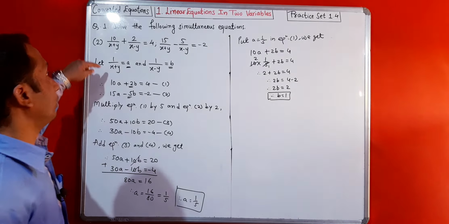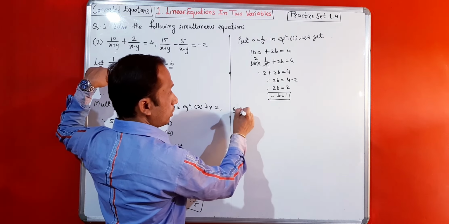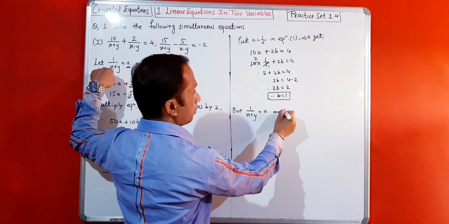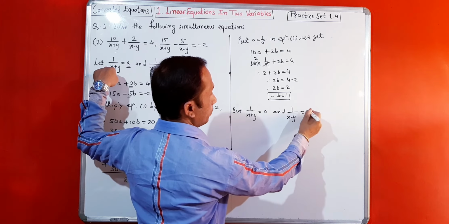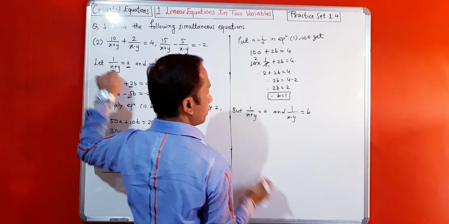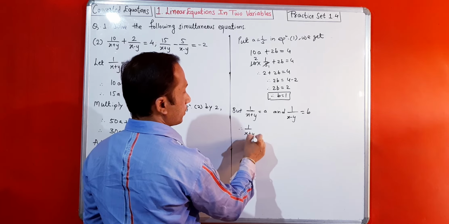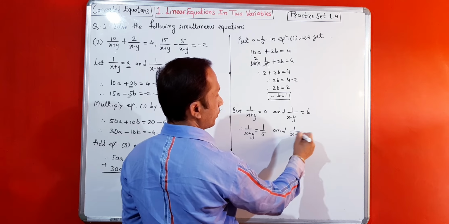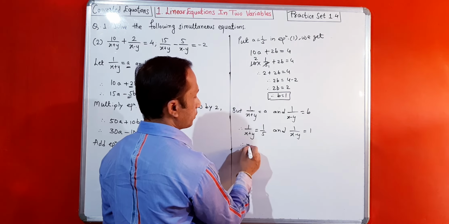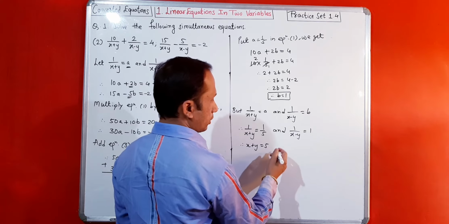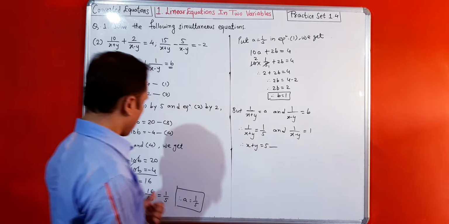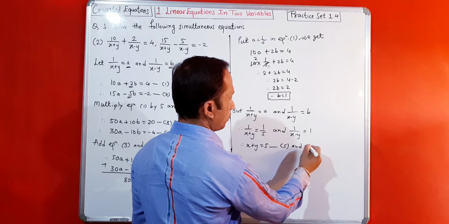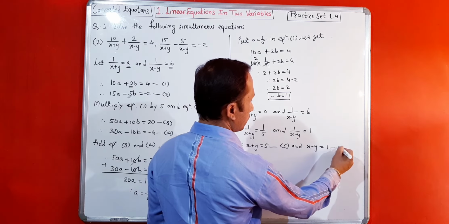Now we have to find the remaining part. We considered 1 upon x plus y is equal to a and 1 upon x minus y is equal to b. Therefore 1 upon x plus y is equal to 1 upon 5 and 1 upon x minus y is equal to 1. Therefore x plus y is equal to 5, suppose this is equation number 5, and x minus y is equal to 1, equation number 6.